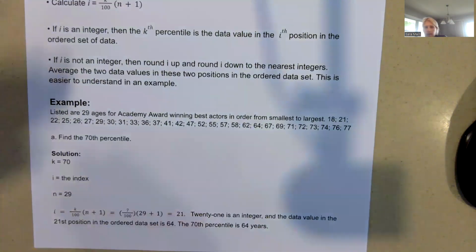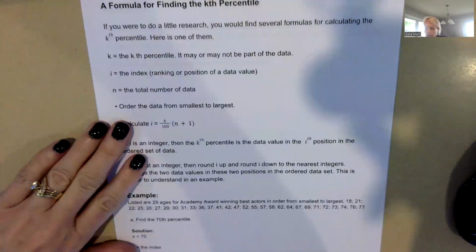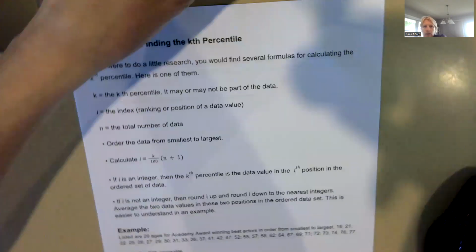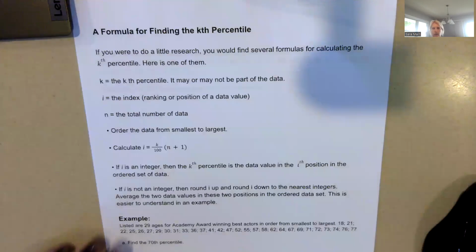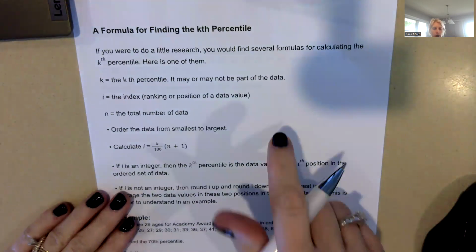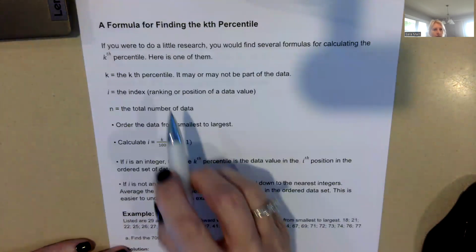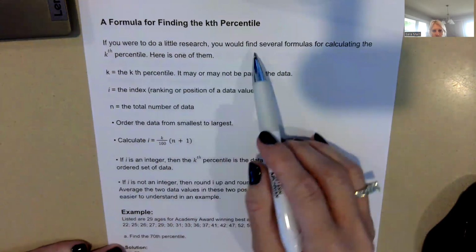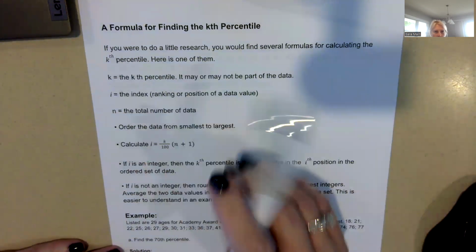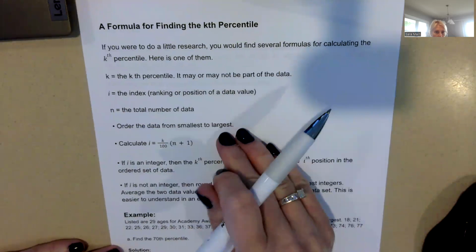Okay. So sometimes we're given a data set and we want to find a particular percentile. Now I showed you how to find the 25th percentile, the 50th and the 75th. But we're going to learn how to find any percentile that we're looking for. If you were to do a little research, you would find several formulas for calculating the kth percentile. This is the one we're going to use.